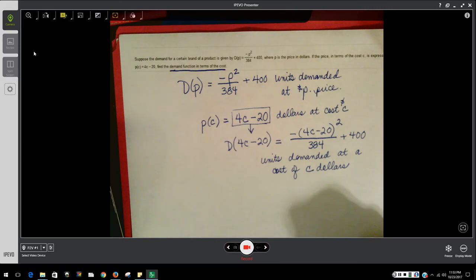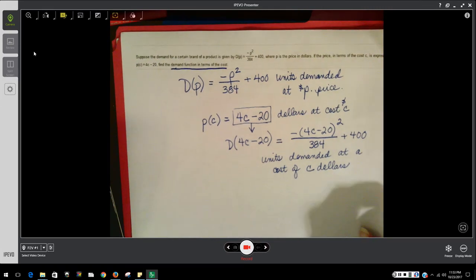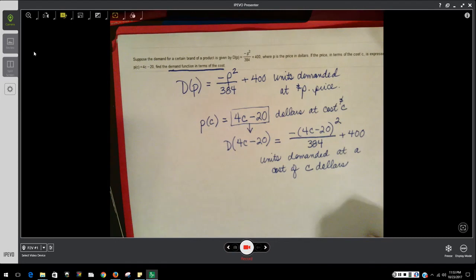So I hope this helps with the rest of the problems in section 12.3. And we will be talking about 12.4 the next class period.